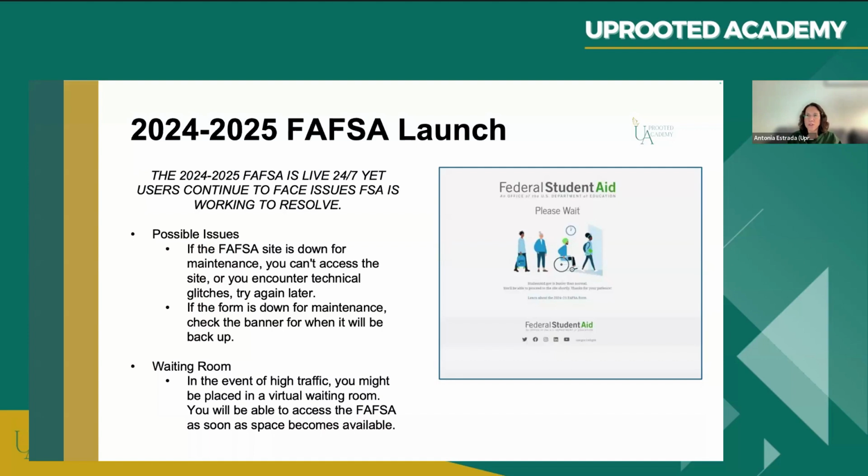If your students encounter these issues, if the FAFSA site is down for maintenance, which will still be happening, or you can't access the site, or you encounter technical glitches, and by you I mean the students, or you if you have to fill out the FAFSA yourself, try again later. If the form is down for maintenance, check the banner for when it will be back up. In the event of high traffic, you might be placed in a virtual waiting room. If this happens to you, please wait for the website to admit you and allow you to access the form. Don't leave the website and come back, because you might lose your place in line.